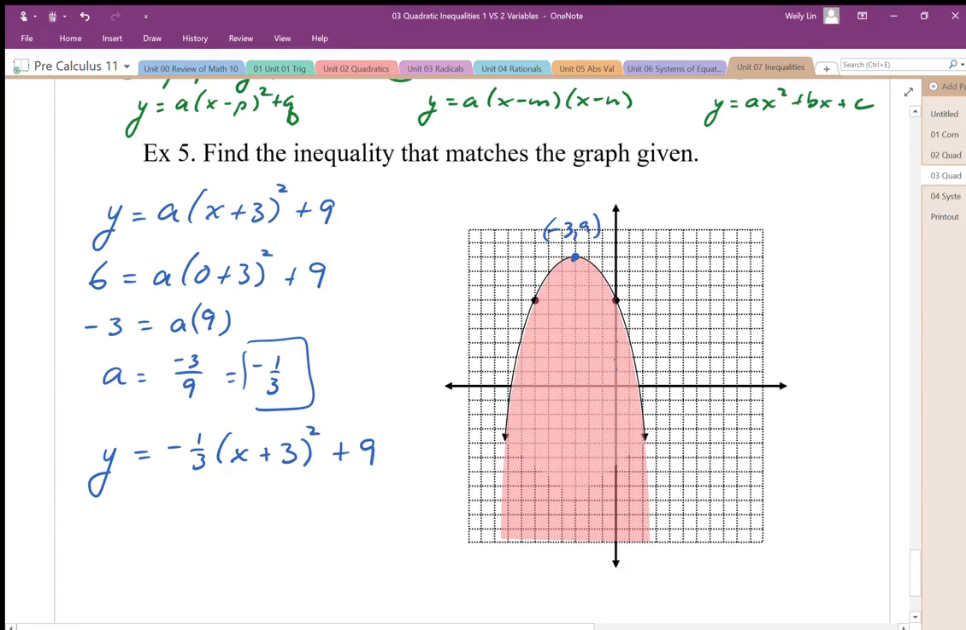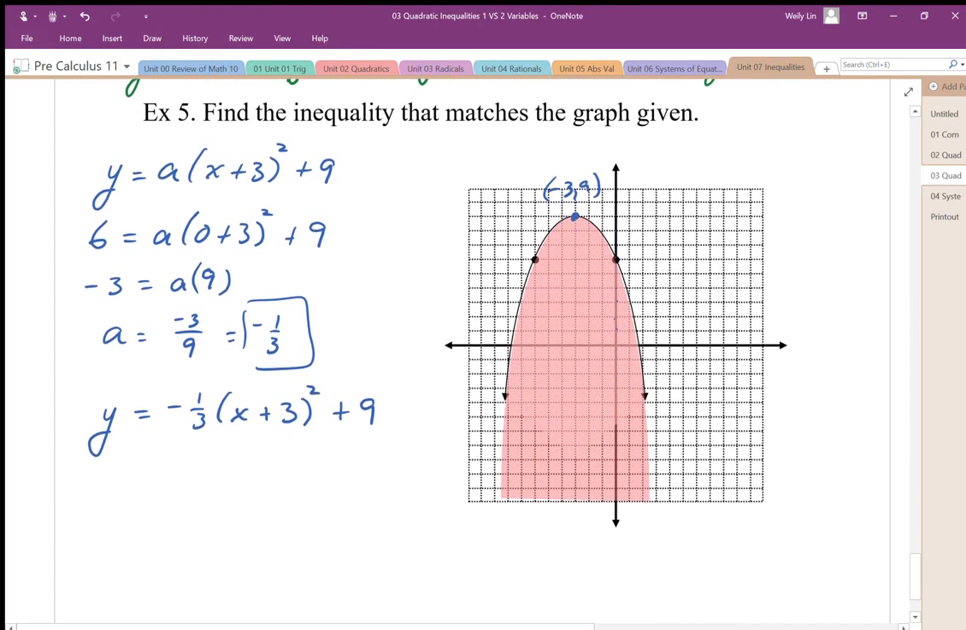I need to establish the inequality, so I need to decide whether my solutions are below the boundary line or above. In this case I can see that it's below, so I write my inequality: y is less than or equal to negative 1/3, and it's equal to because that's a solid line. If it was a dotted line, I would leave out the equal to. So it becomes (x plus 3) squared plus 9.